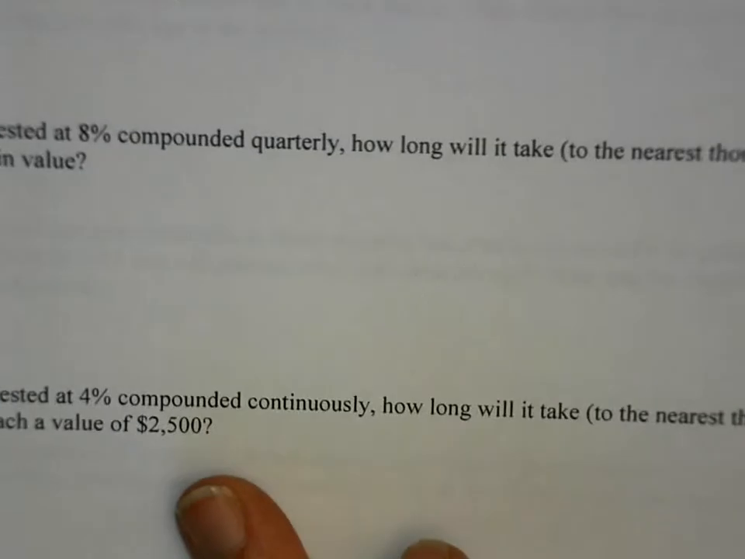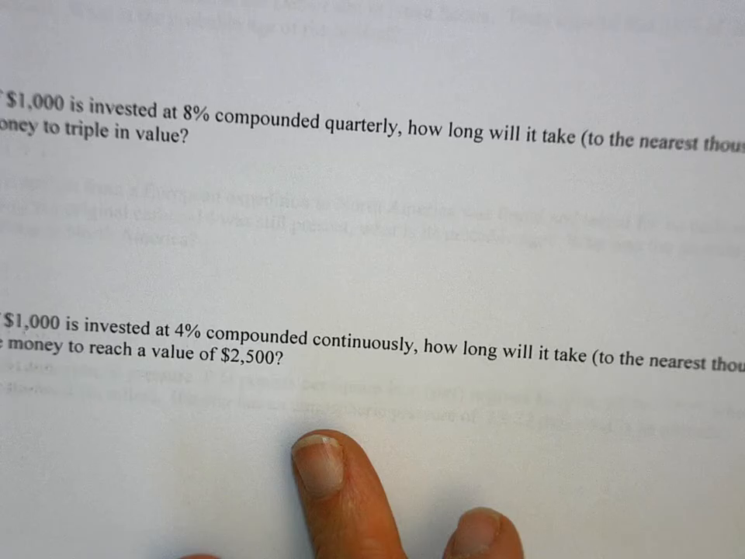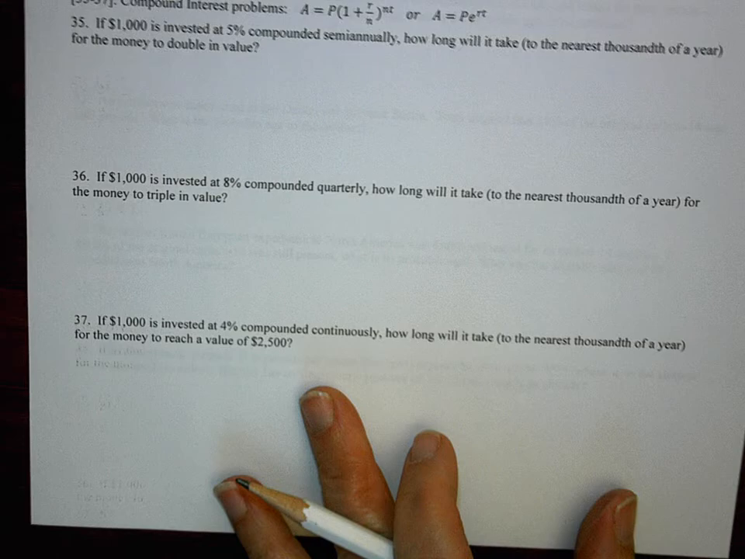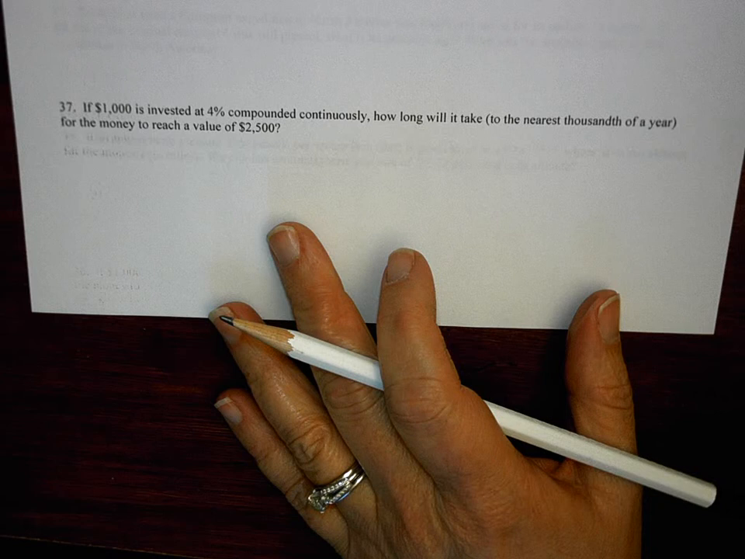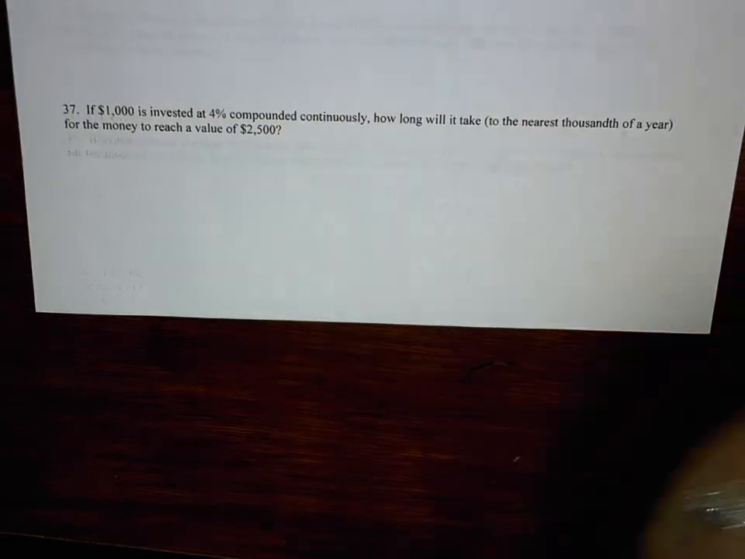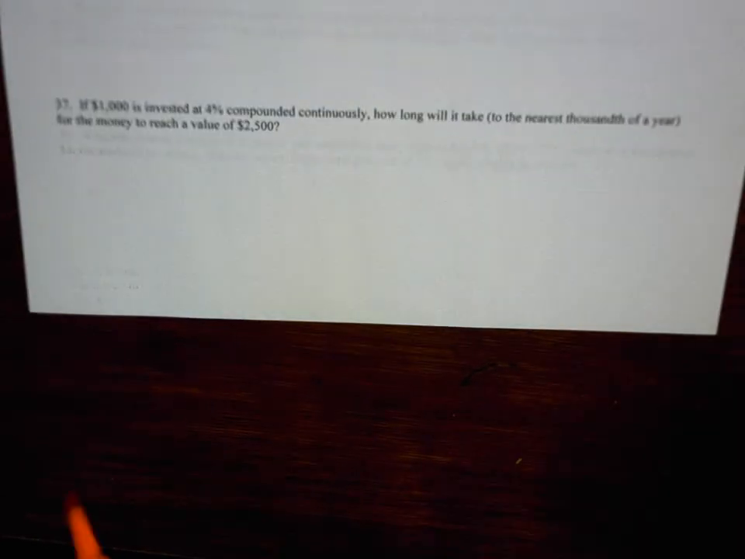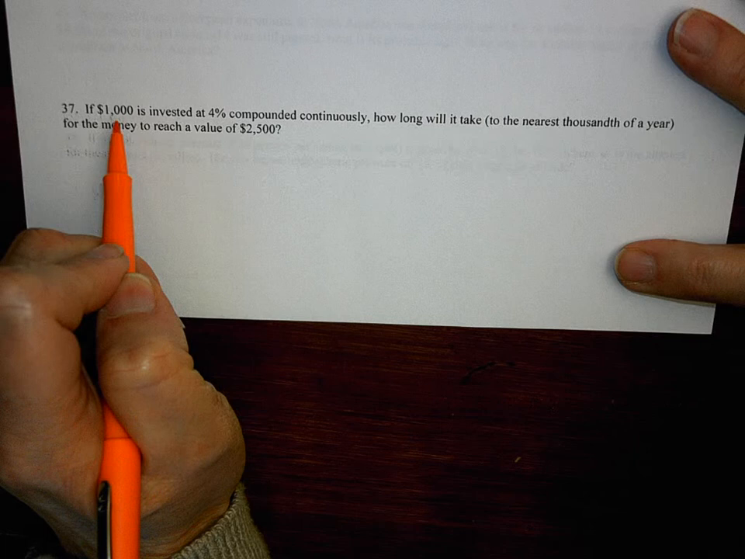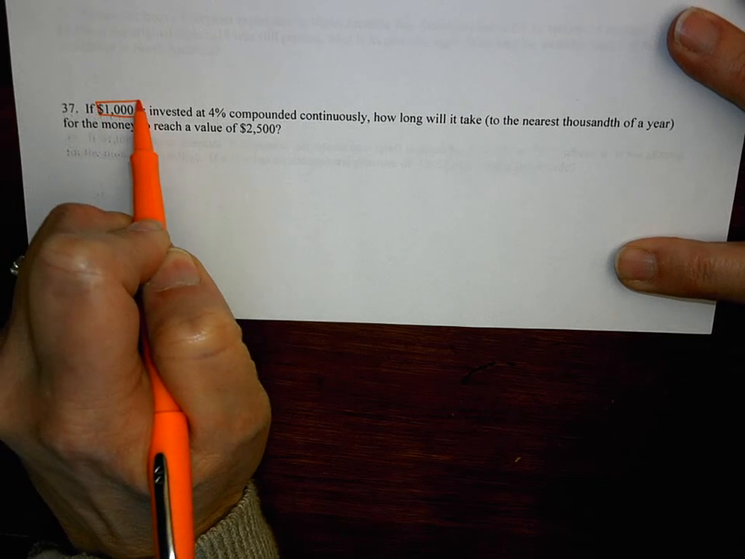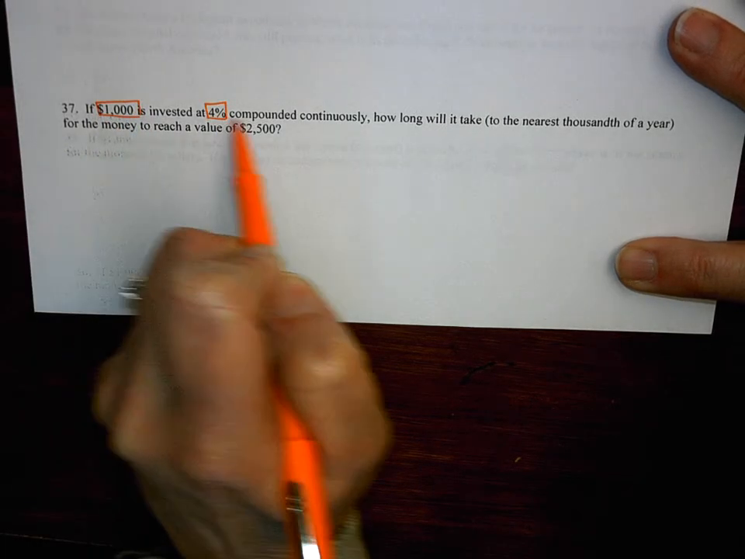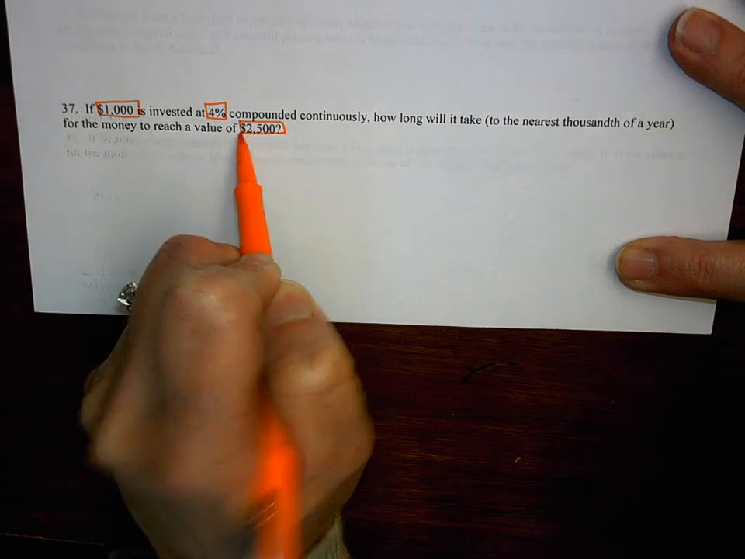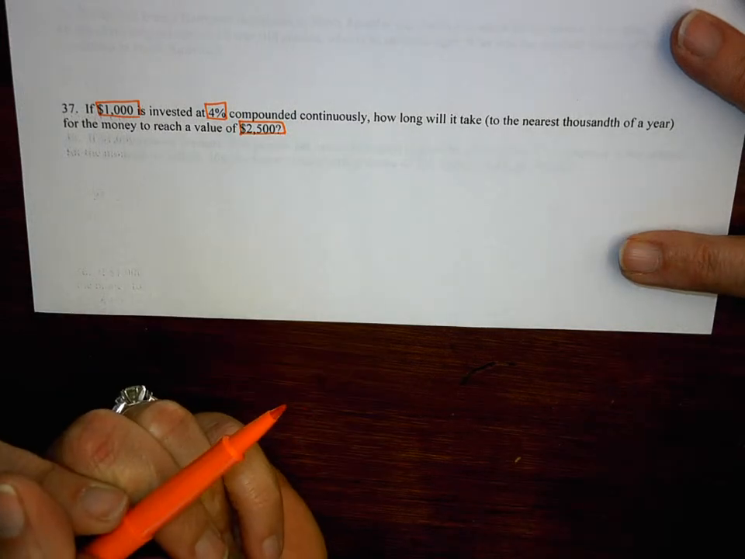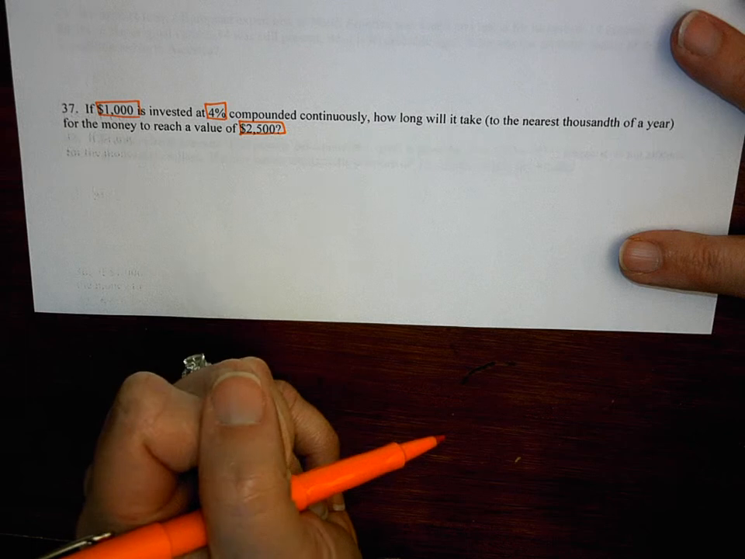Okay, all right, and then let's take a look at a couple of word problems. So let's look at number 37. So first I just want to do a quick scan and find all the numbers. So I have $1,000 here. I have 4%. And then I have 2,500. So I'm not even reading the problem, I'm just looking for my numbers. And then once I do that, now I'm going to go ahead and read this.